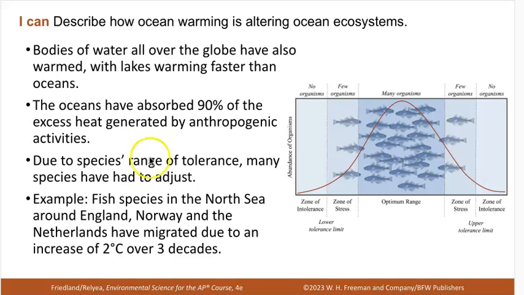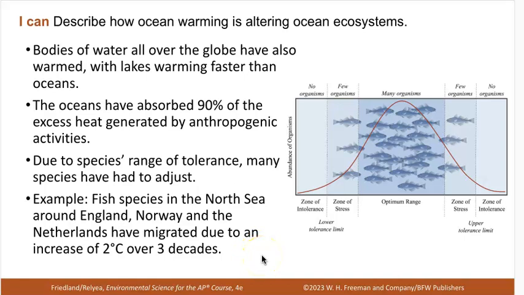Now we have, remember, range of tolerance. We learned that, and we've been talking about that all year since Unit 2. And you can see here there's an optimum range. Outside of that, you have stress, and then intolerance. You're not going to find it. So species will have to adjust. They may migrate.